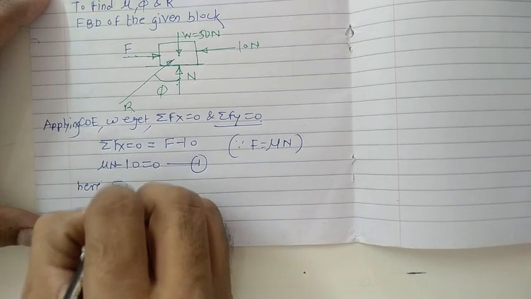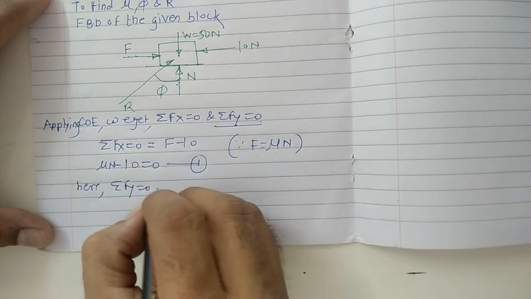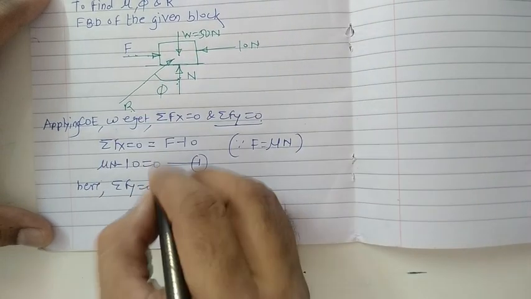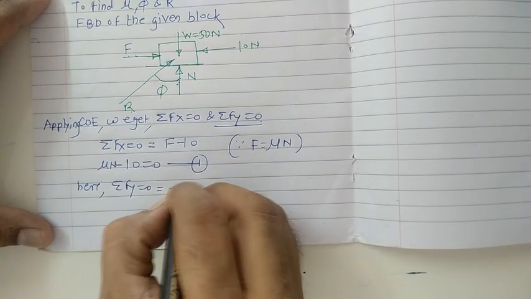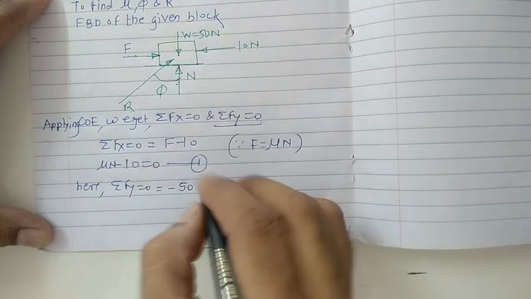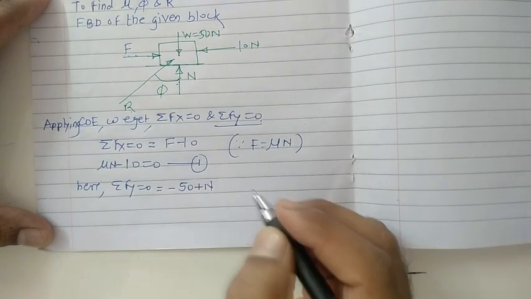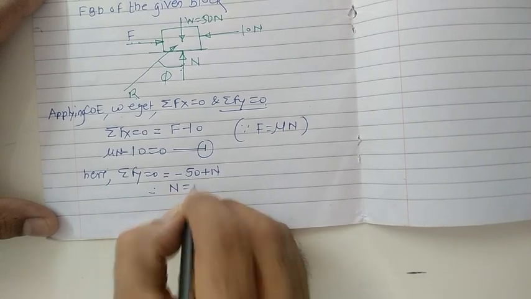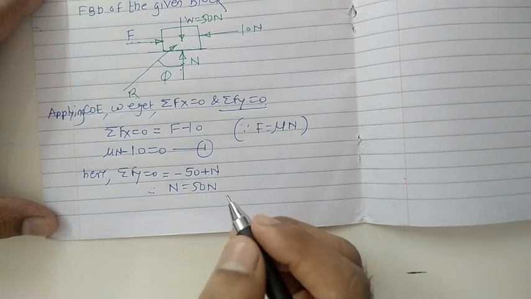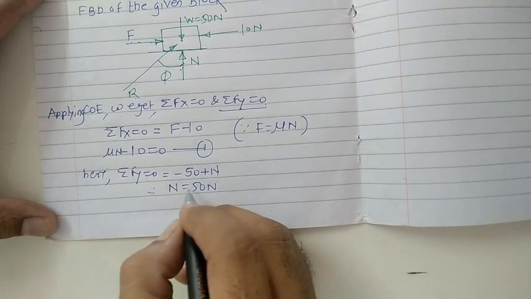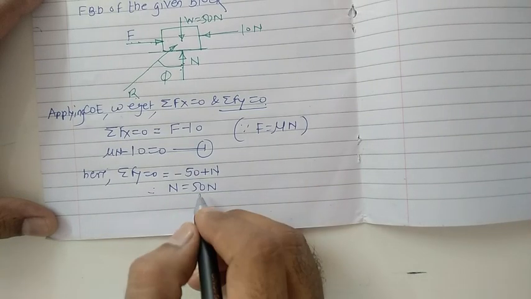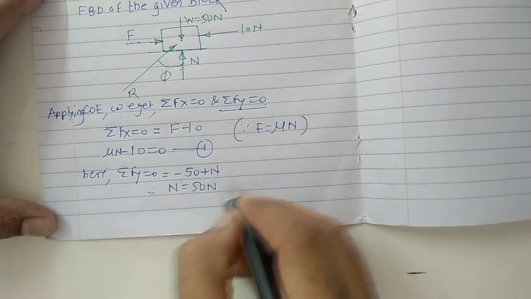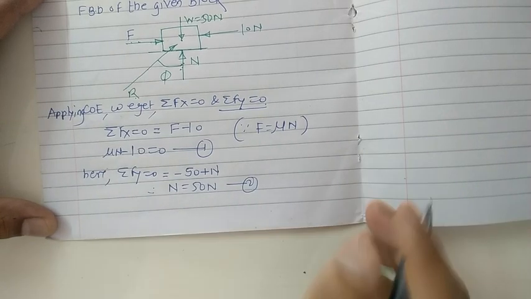Here, summation of Fy equals 0. Just focus on this one: vertical in the downward direction gives the minus sign, and vertical in the upward direction gives the plus sign. Now if you just see here, straightforwardly we can get the value for the normal reaction, that is 50 Newton. Once we get the 50 Newton value, then easily you can get the value for mu from equation number 1.